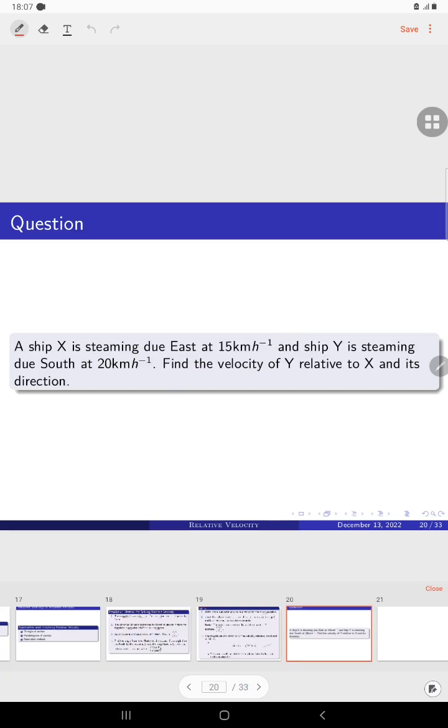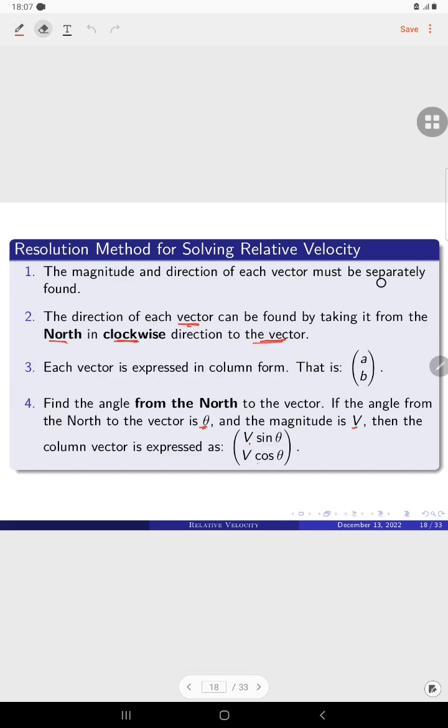So this is the question. Ship X is steaming due east at 15 kilometers per hour. Ship Y is steaming due south at 20 kilometers per hour. Find the velocity of Y relative to X and its direction. Wonderful question. How do we solve it? So we said as step 1, what do you do? From our steps, we have to find the magnitude and the direction separately. So let's go.